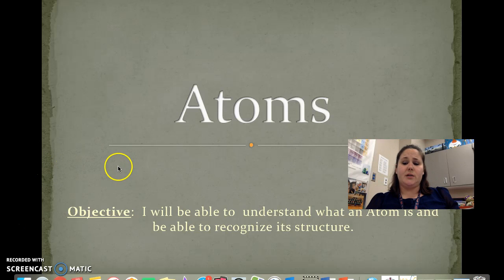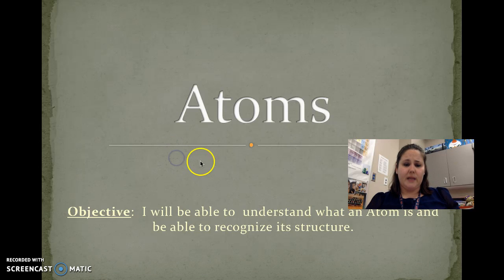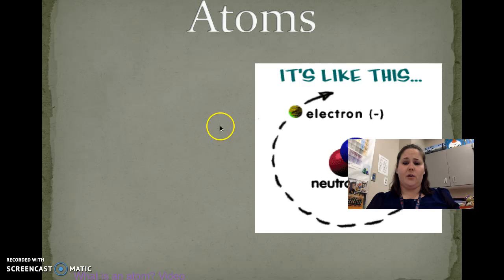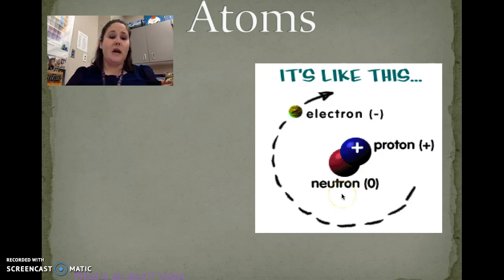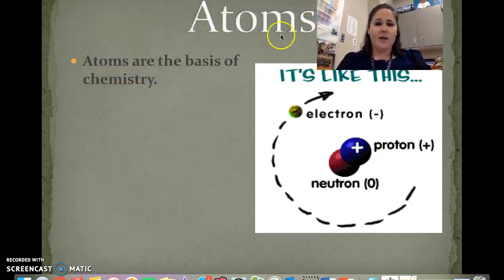Our goal today is to understand what an atom is and know what it's made out of. Structure is talking about what something looks like. Okay, so atoms are something like this. There's more to it than that, but they have protons, neutrons, and electrons. I'll help you with what that means in a second. Atoms are the basis of chemistry.